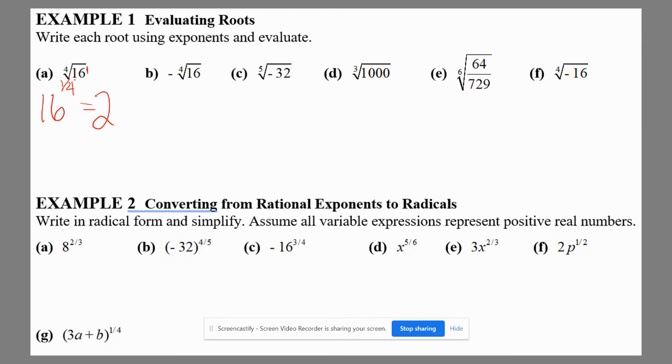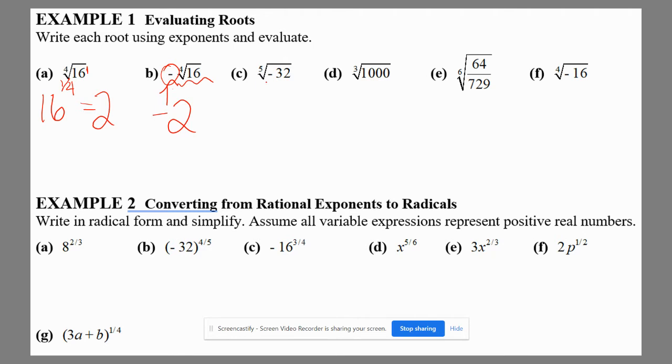The difference between A and B is the negative. So this says, look, find the fourth root of 16, but give me the negative answer. So we already did the fourth root of 16 is 2, but this time they want us to answer as -2.